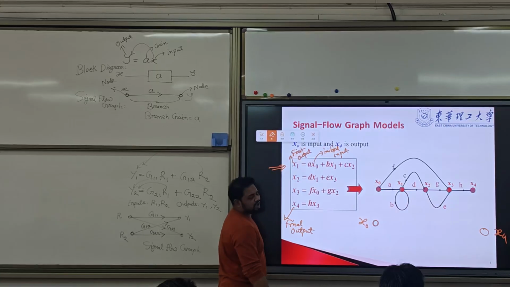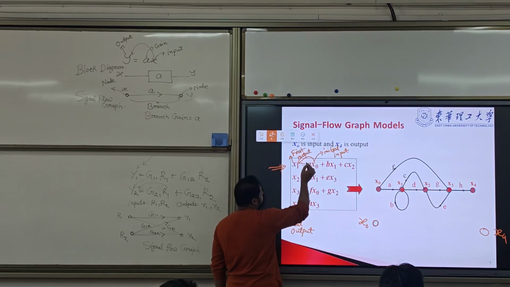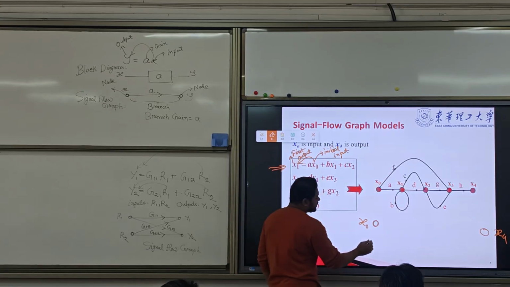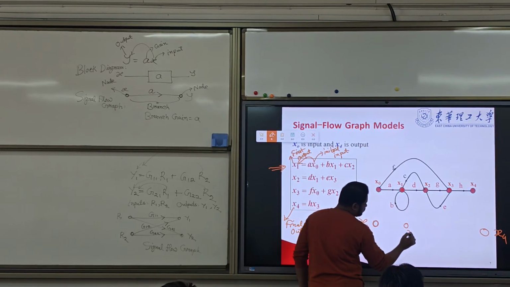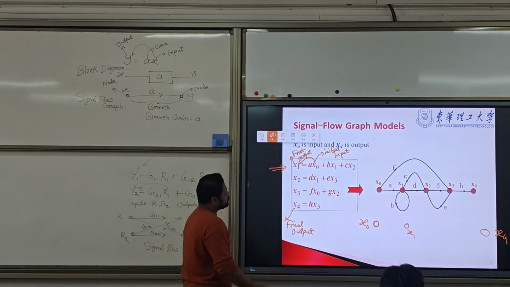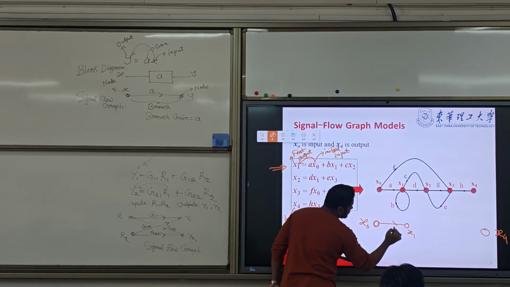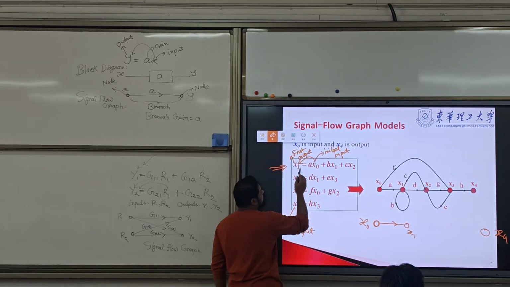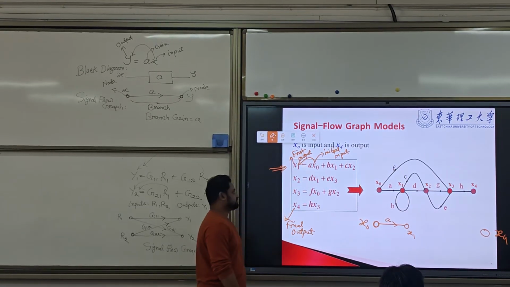So x0, how is it flowing? Look at this. It is flowing to x1. So here we have one more, that is x1. Okay. So x0 is flowing to x1 here. The direction is forward direction with a gain of a.